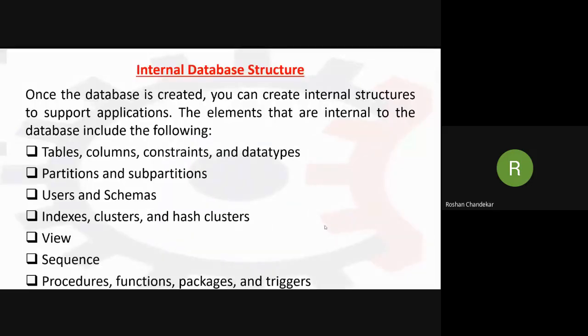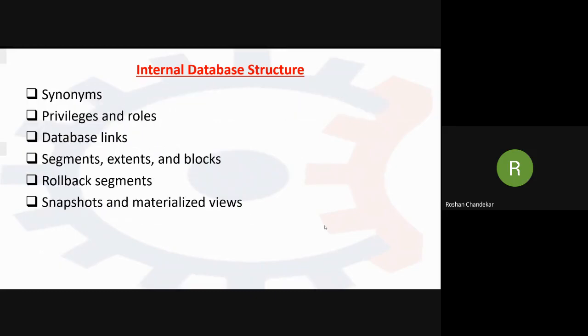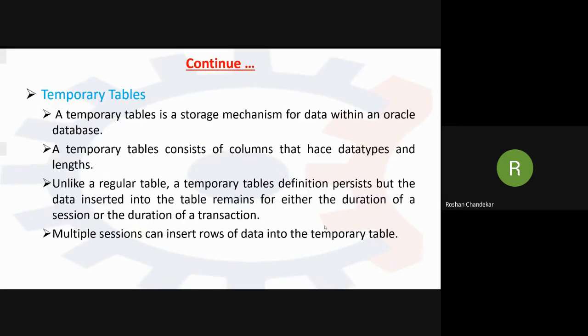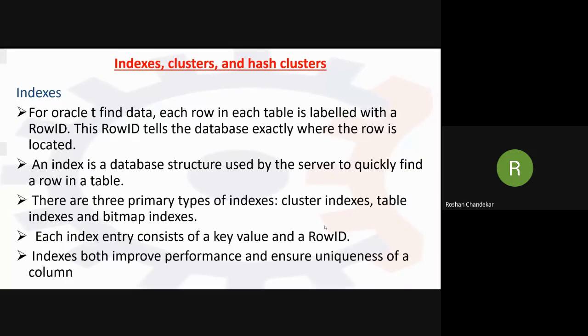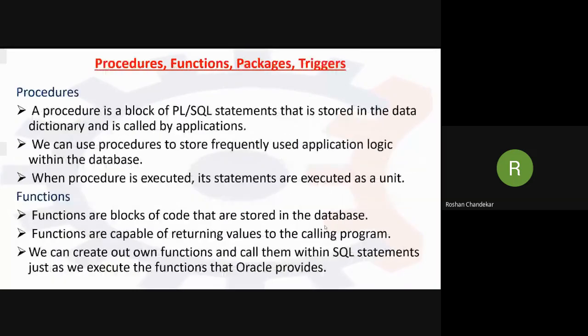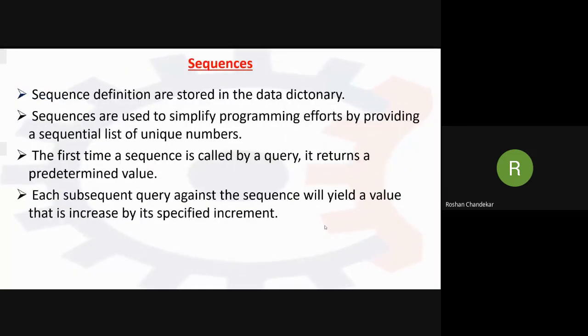Okay, good morning, guys. As we have discussed in the previous lectures, that is the internal database structure. In that internal database structure, we were discussing the table, columns, constraint, and data types, partition and subpartitions, users and sub schemas, indexes, cluster, and hash cluster. Today, we are discussing the view. I think in the last lecture we also discussed what a view is. So today we are discussing sequences.